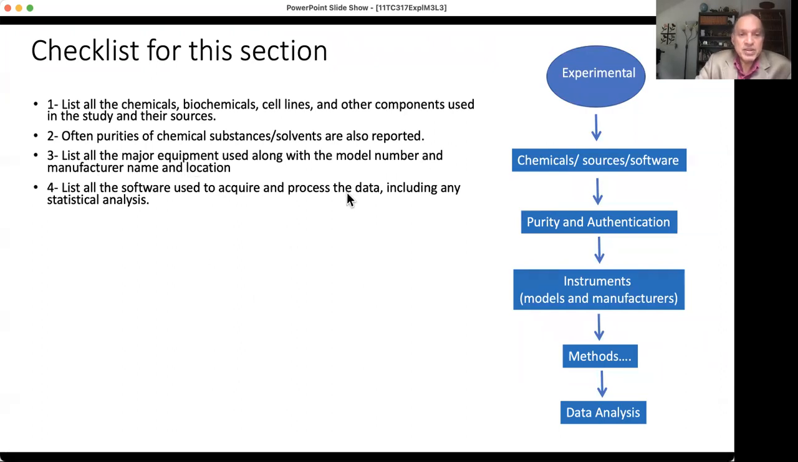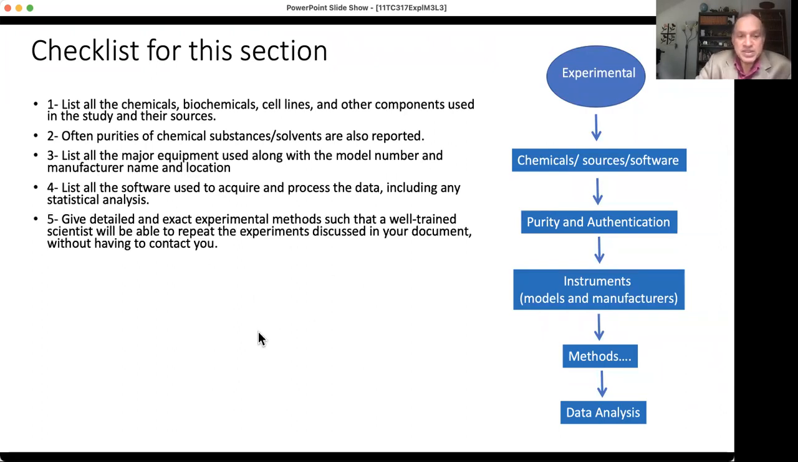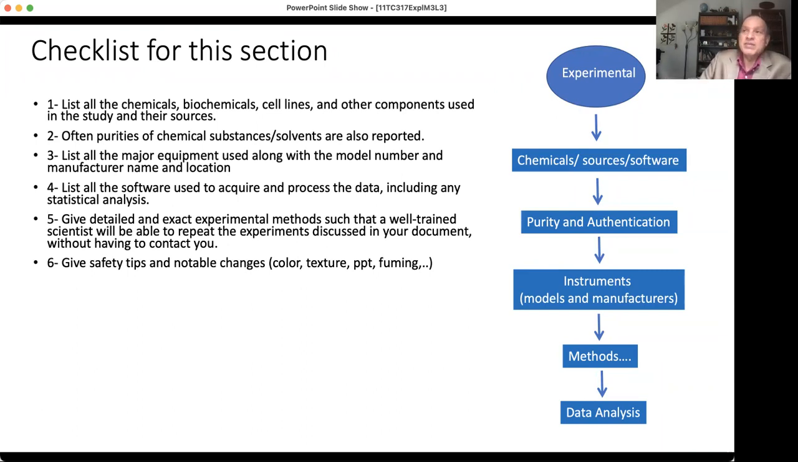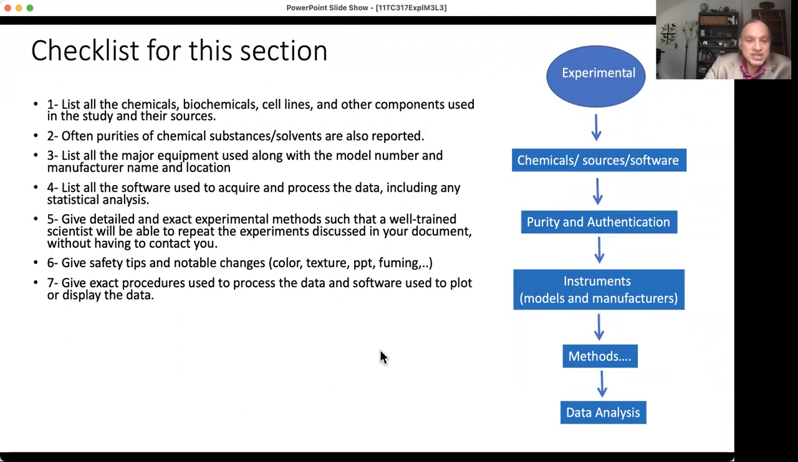All the equipment used, all the manufacturers, the model numbers, etc. Because somebody has to repeat, even if they use the same instrument, you should be getting the same results, right? If they don't use the same instruments, still they should be able to get the same results. So you have to give all the details. Safety tips these days are looking to be very important. So people are asking about the safety and give exact procedures used and process the data, etc.